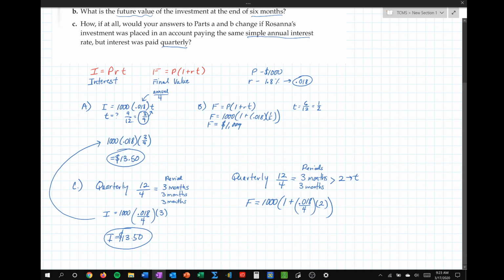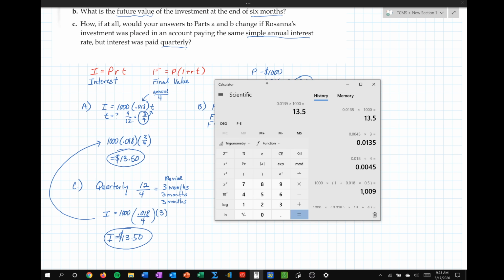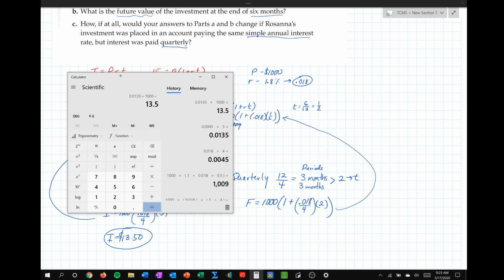Notice again, it's essentially the same thing that we have here, right? If I were to take that 2 and that 4 and simplify those out, that ends up being just 1/2, right? It's the same. So again, we can go through the calculation here, working our way from the inside out. I want to start with the 0.018 divided by 4. So let's clear.